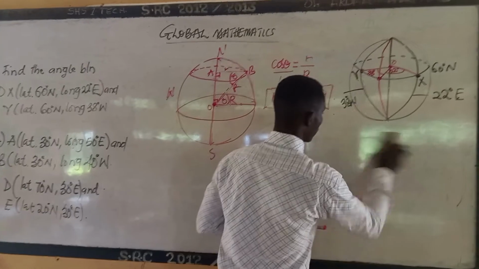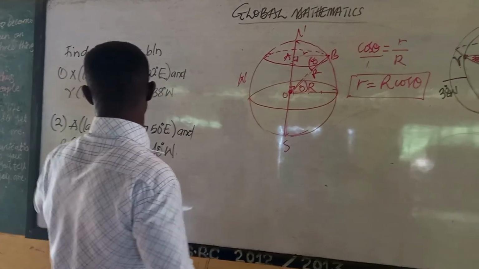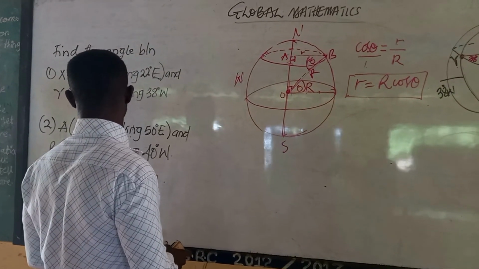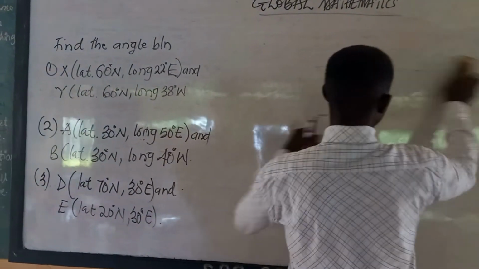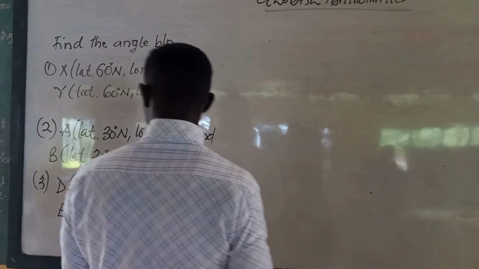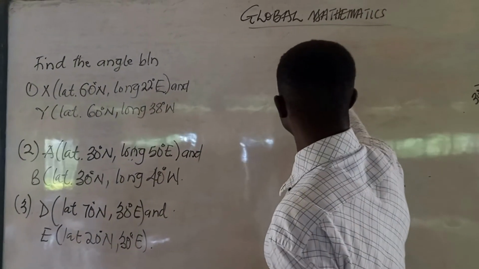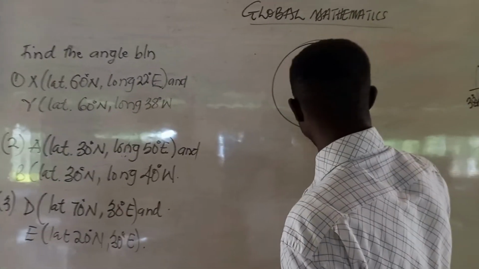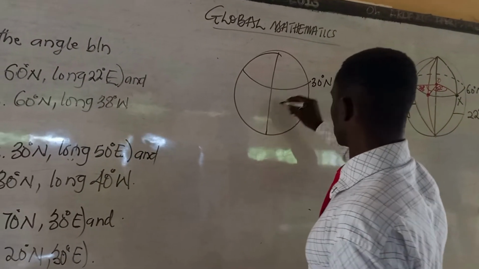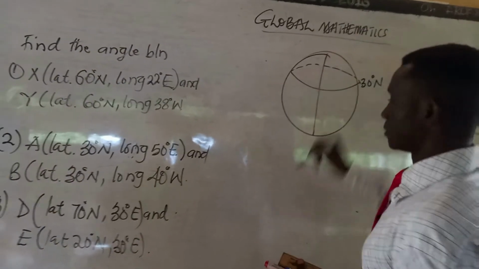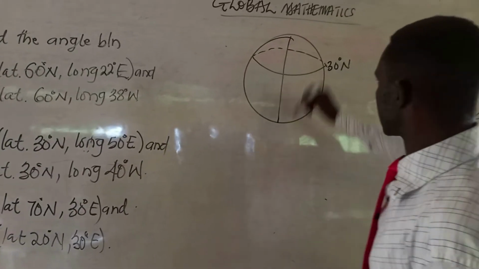Now let's go for question 2. Question 2 gives the same latitude but different longitudes. Okay, let's have that one too. Question 2 says latitude 30 degrees north. So this is my axis of the earth. So 30 degrees north. It will create a circle. Now, and longitude 50 degrees east. So 50 degrees.